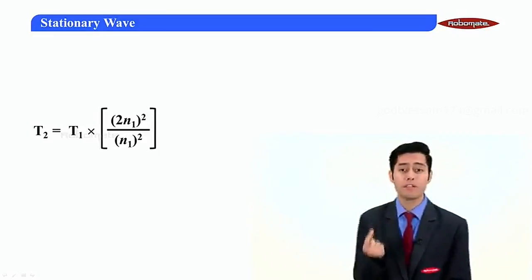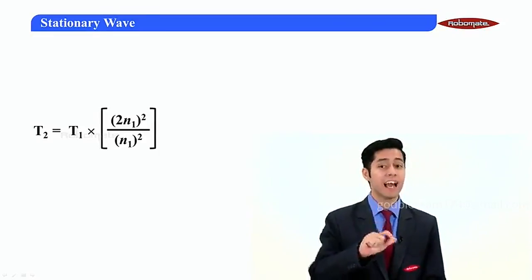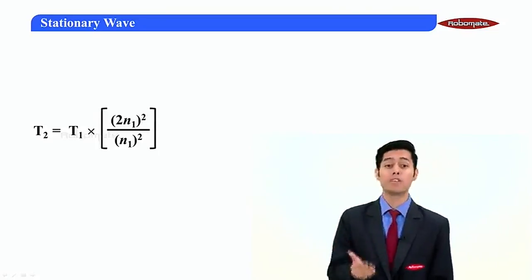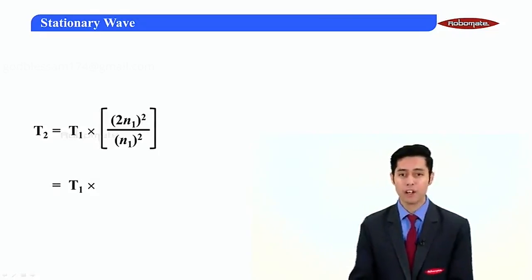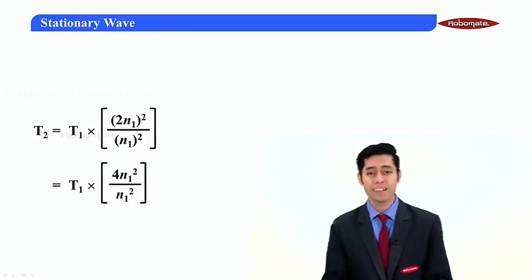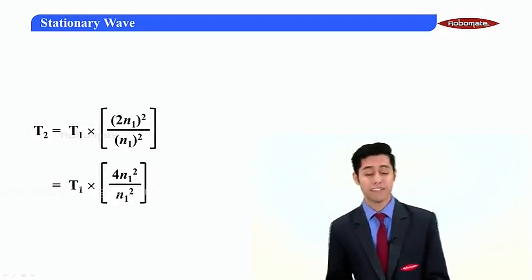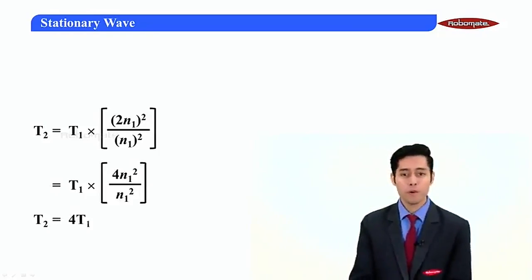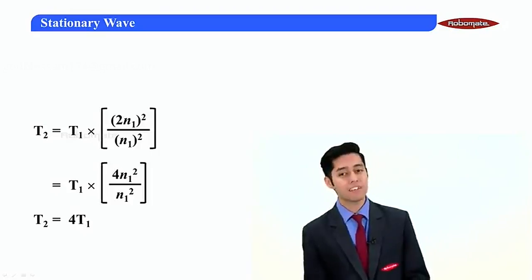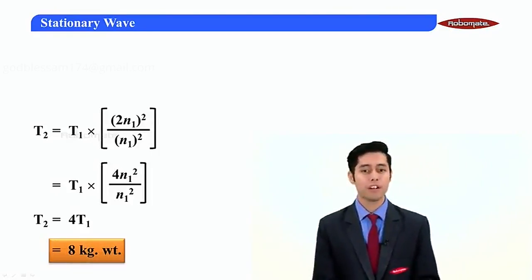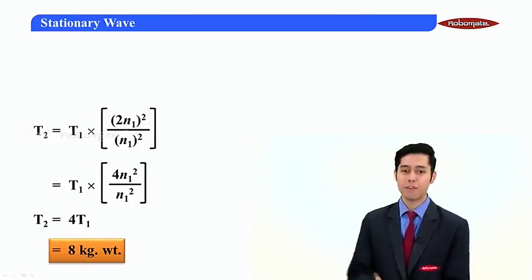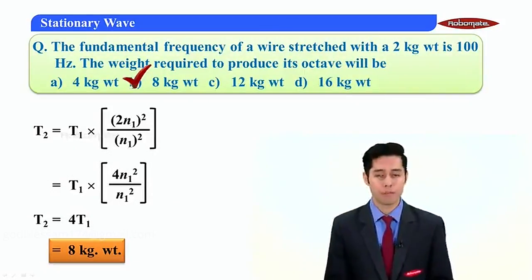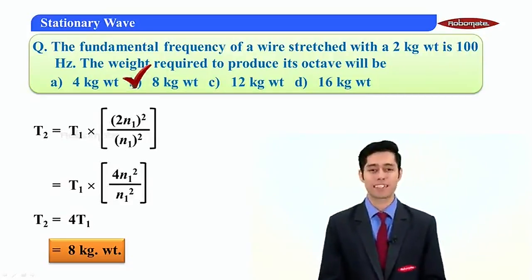Now why is this 2N1 coming? Can I say the second frequency has to be octave, that means twice the original? So 2N1 the whole square upon N1 square. After solving this, I get 4N1 square upon N1 square. When N1 square and N1 square get cancelled, the answer comes out to be 4 times T1. Tension 1 was given as 2, so 4 into 2 gives me 8 kg weight, and 8 kg weight is option B. So option B is the correct option, students.